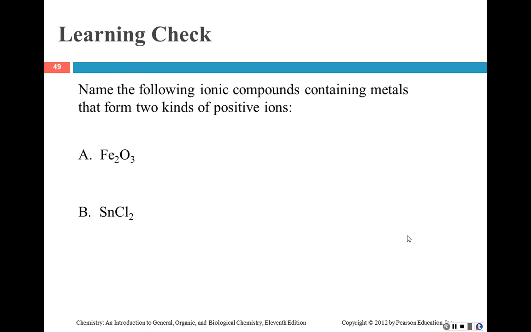So let's name these. This one, we've got to do some figuring. We're going to have to do a little math here. We've got 2 irons and 3 oxygens. Now oxygen is in group 6A, and I know from all of our lessons before this that it's going to gain 2 electrons, or you can just look at your chart and know what the charge is going to be. So oxygen is going to have a -2. So oxygen is giving me 3 oxygens times the -2.